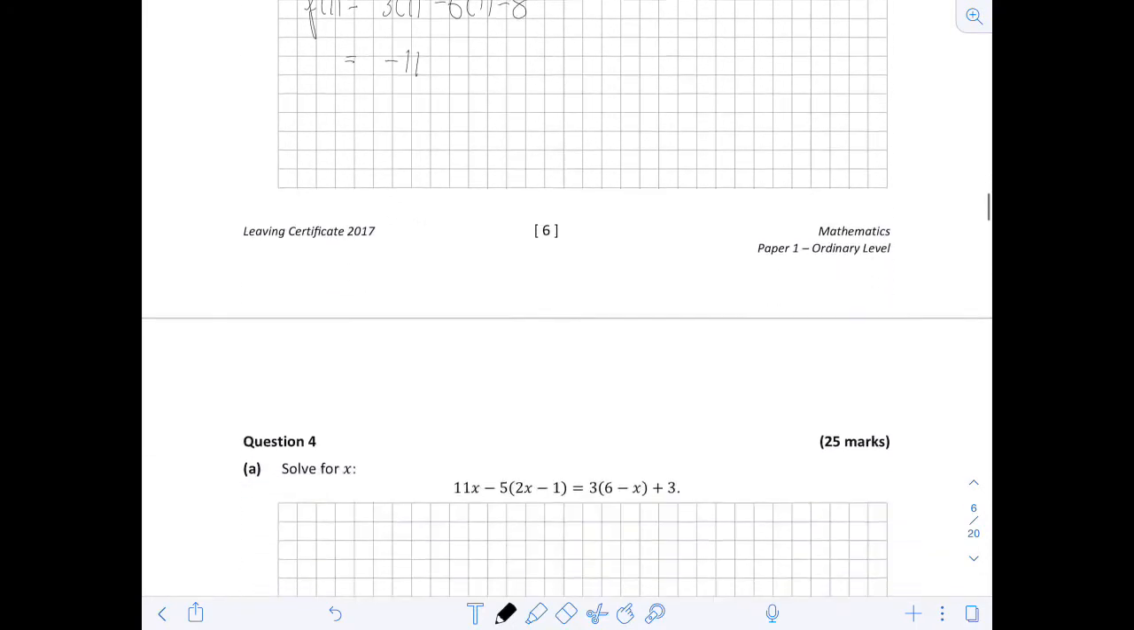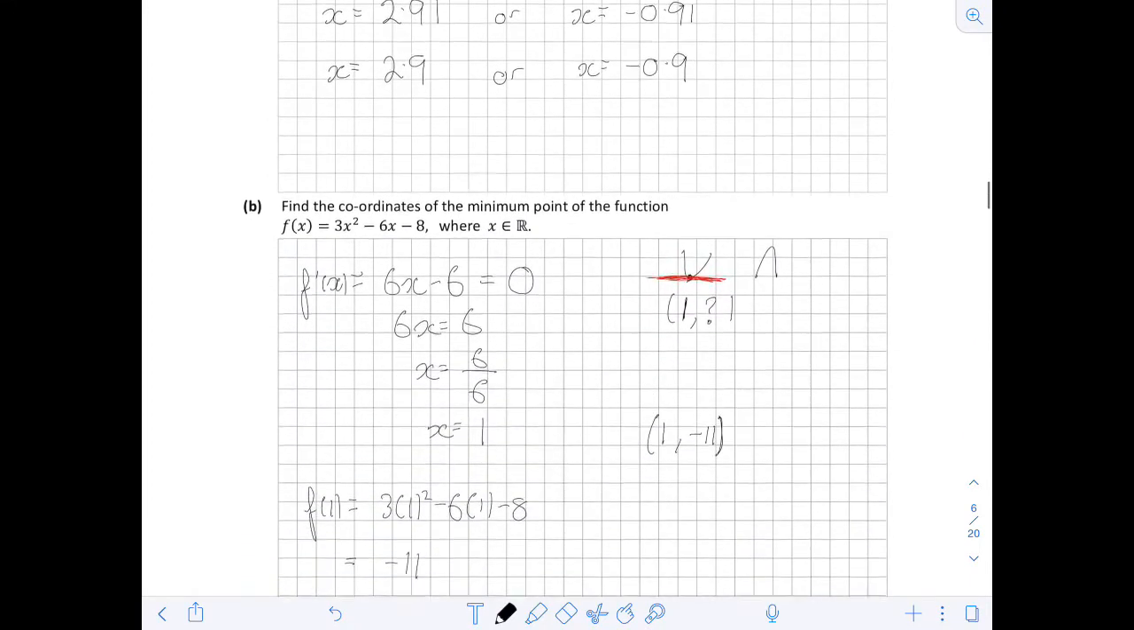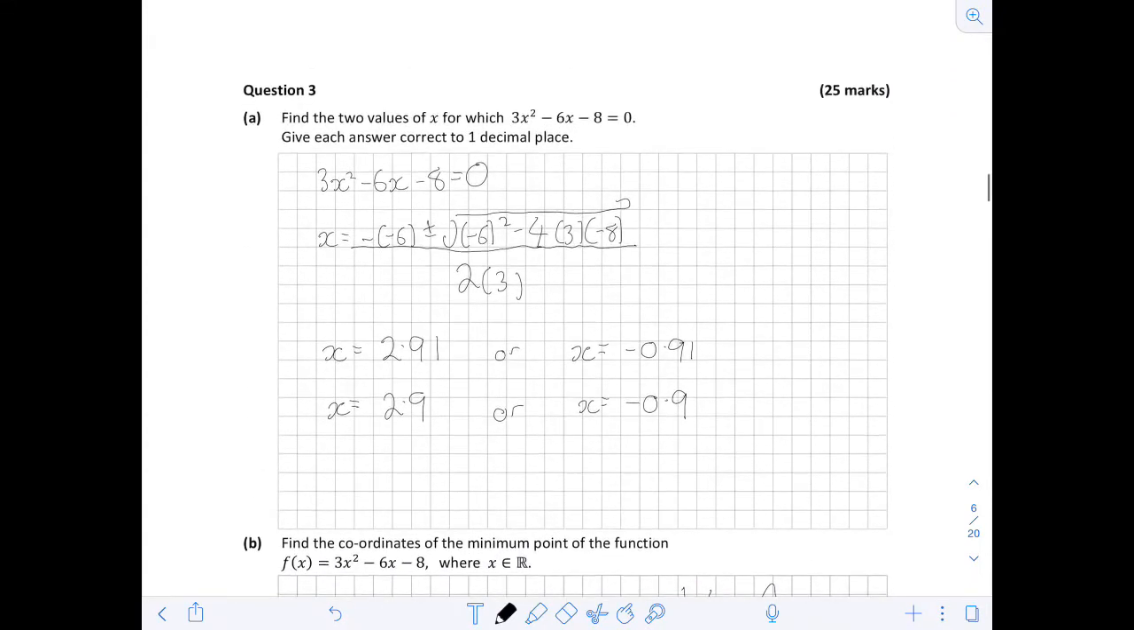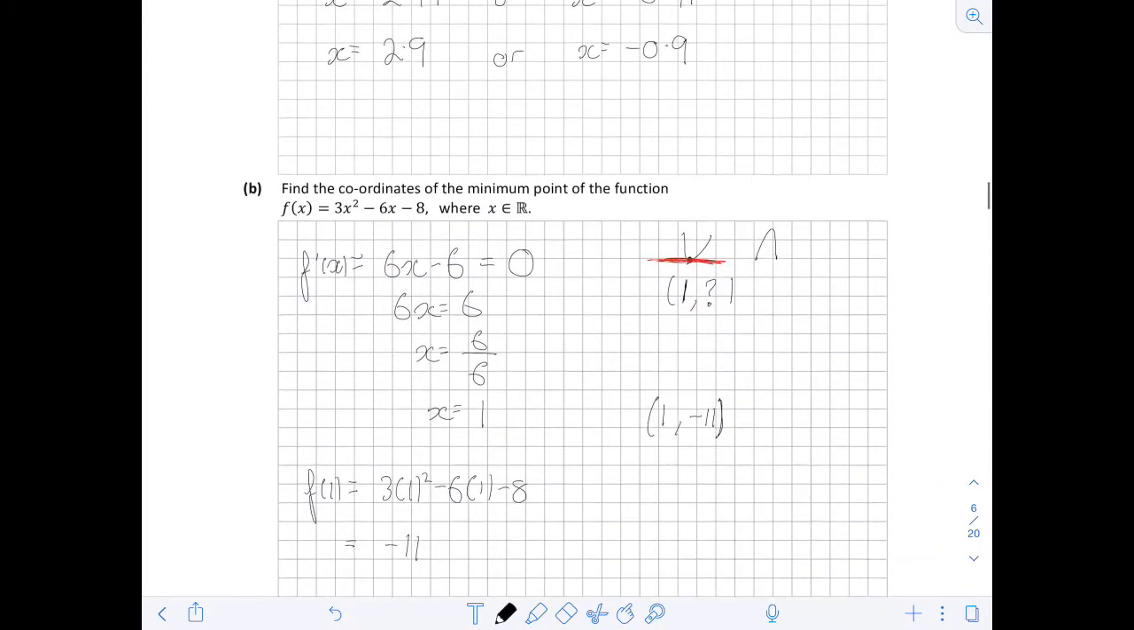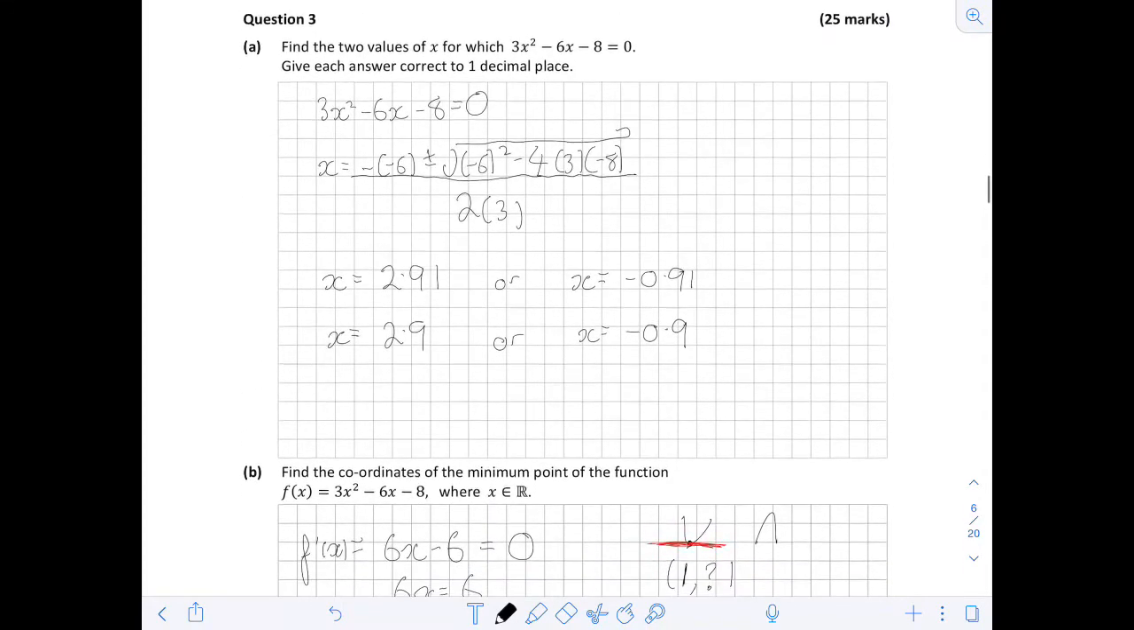And there is no part C. So what was that? That was 25 marks for that, probably less than 5 minutes of work. And you should be getting full marks in that. So that's about 8% of paper one, just on that question.